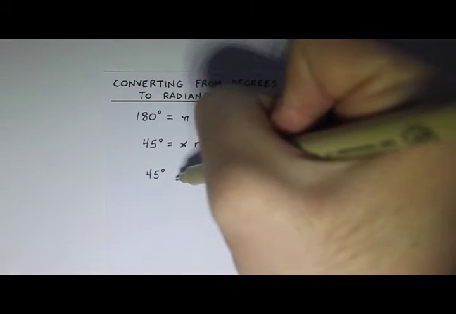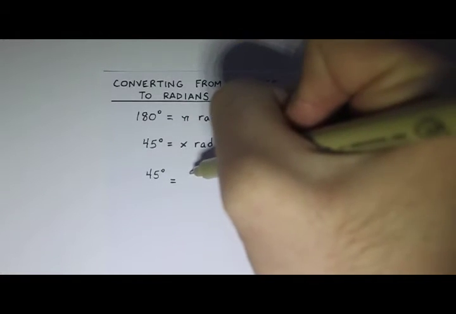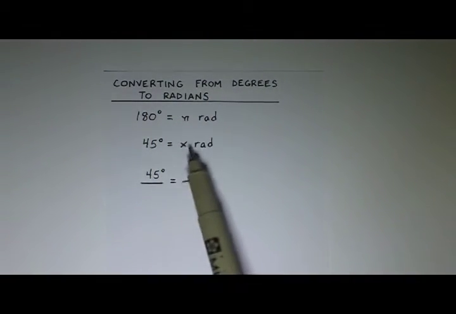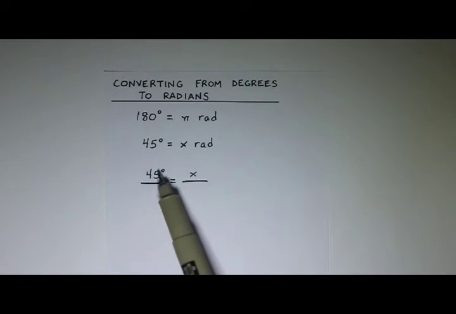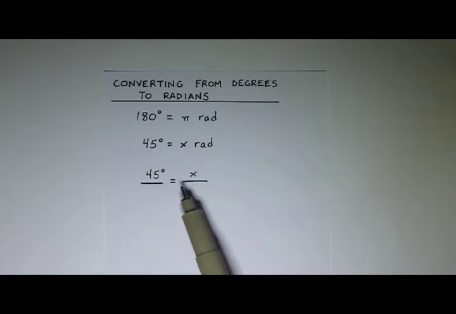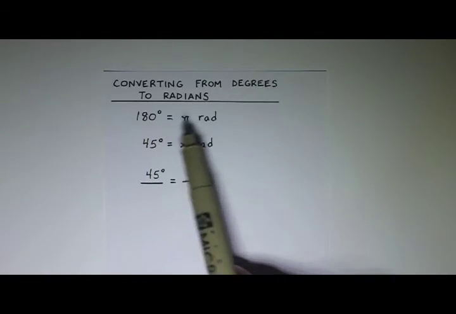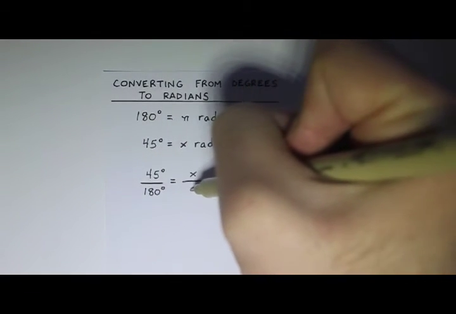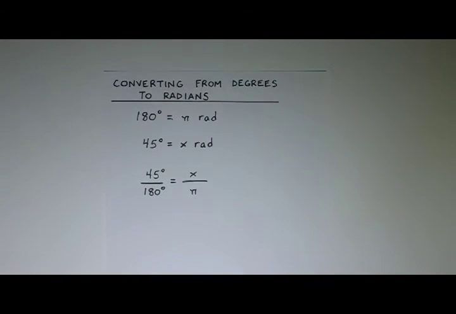Okay. Well, 45 degrees is equal to x radians. And I'm writing it like this because what I'm actually going to do is use a ratio. So 45 equals x. So this is like degrees equaling radians. Well, I have another relationship that I can use. 180 degrees equals pi radians. So I'll put this in the denominator. Now I have degrees equals radians, degrees equals radians. So I can use this ratio to solve for x.